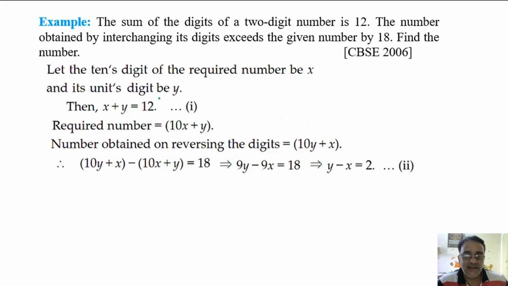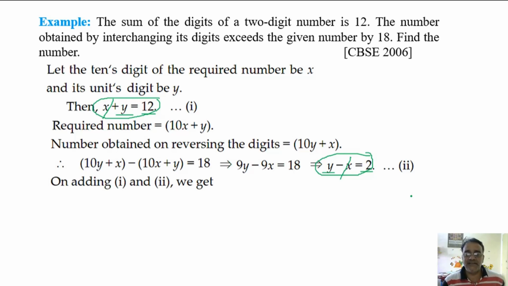Now see, this is the first equation and this is the second equation. The coefficient of x is same and the opposite sign. So if we add, these two will be cancelled. And what we are going to get? y plus y, 2y. And what is right hand side? 14. Yes, 12 plus 2, 14. So adding 1 and 2 we get 2y is equals to 14. Any doubt here? No, sir.